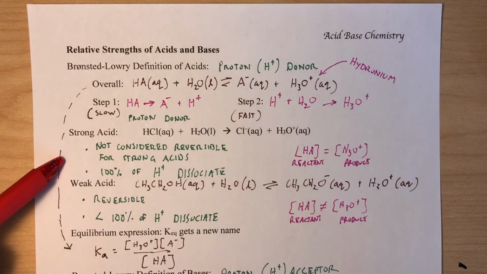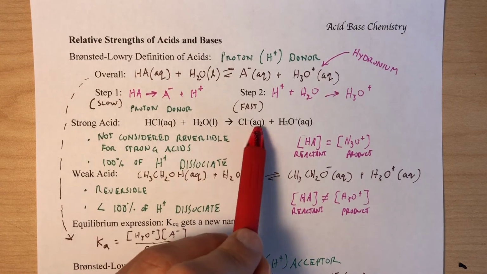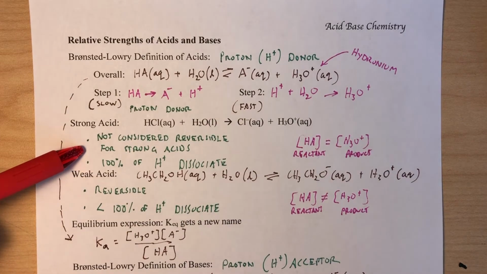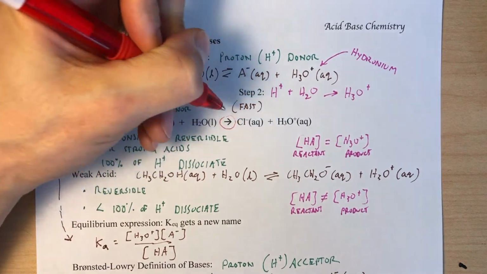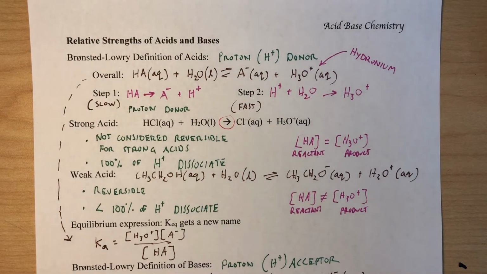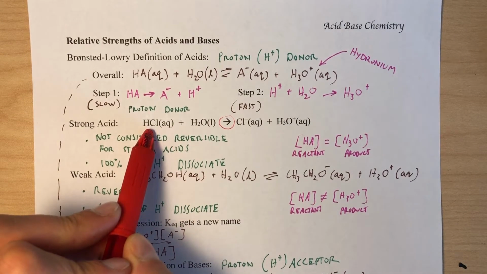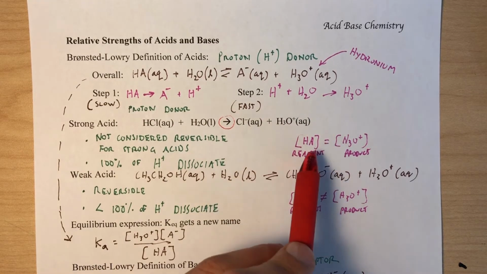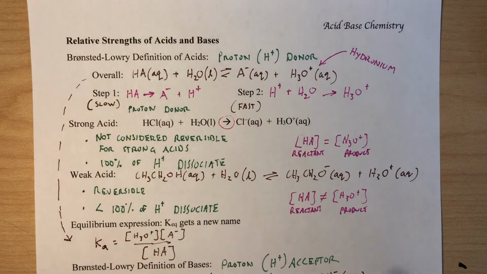In a situation with a strong acid, like HCl, hydrochloric acid, we can see that it dissolves in water and reacts with water to form an aqueous solution of chloride and hydronium. This is not considered a reversible reaction for strong acids, and so we get a forward-only reaction arrow. 100% of the protons dissociate. That means that the concentration of our acid in the reactant is going to be equal to the concentration of hydronium in the product. So here we write that the concentration of HA equals the concentration of H3O+ as a product, as these are in a 1-to-1 molar ratio.